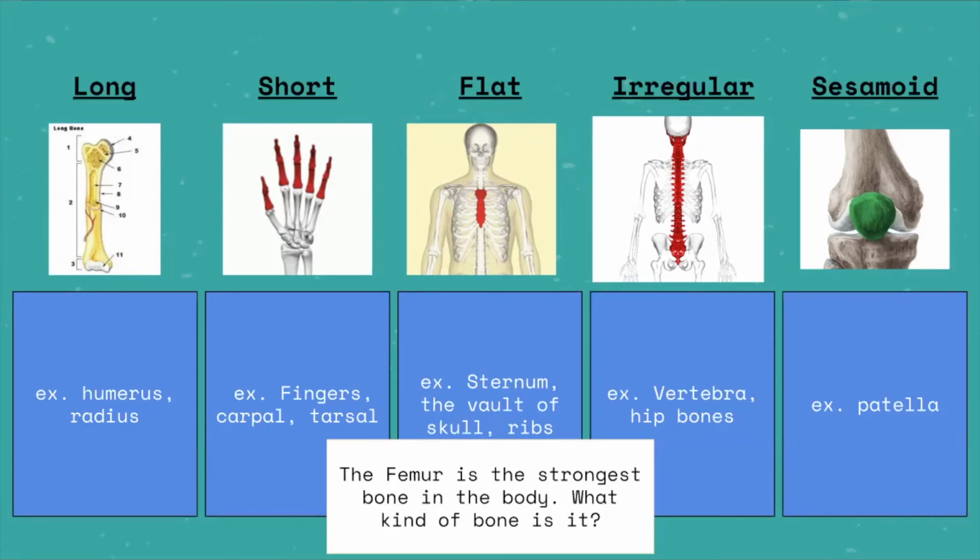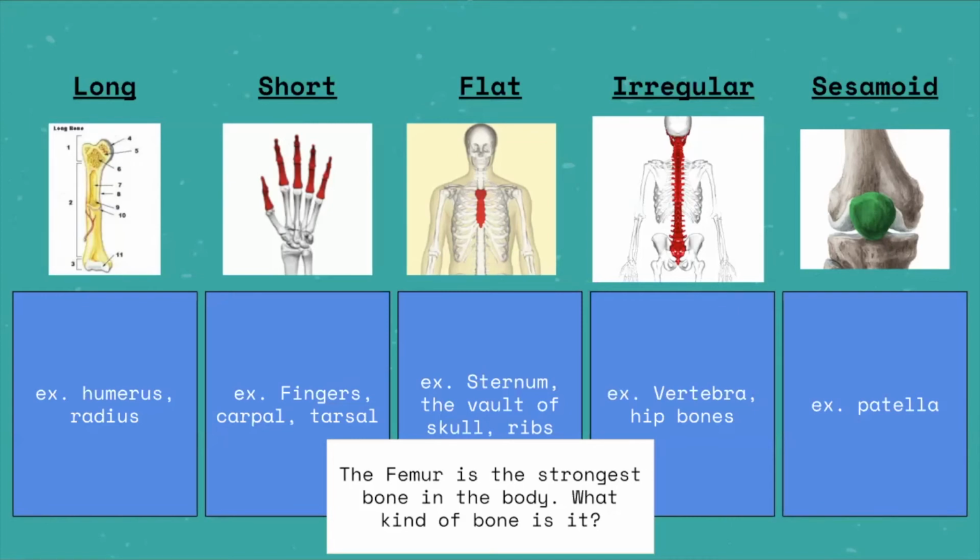Does anyone remember what the sternum was used for? What the function of the sternum was? Yeah, there are so many short bones. Yes, they hold the rib cage together. They protect the heart and the lungs.